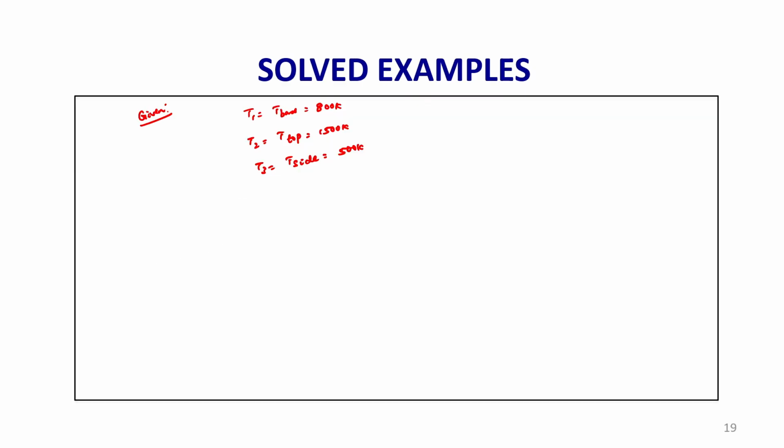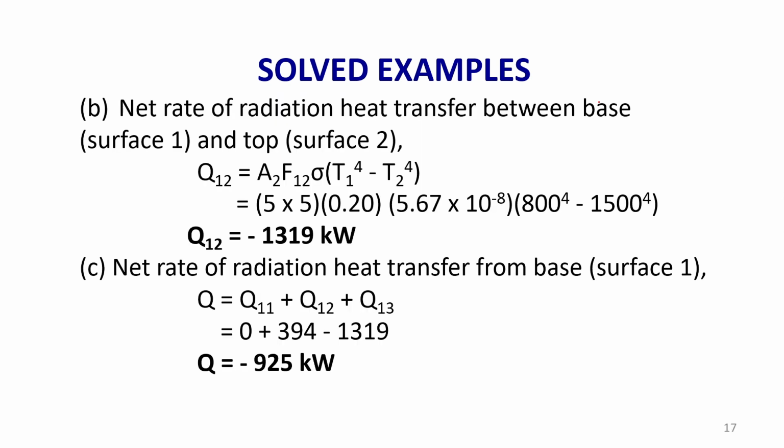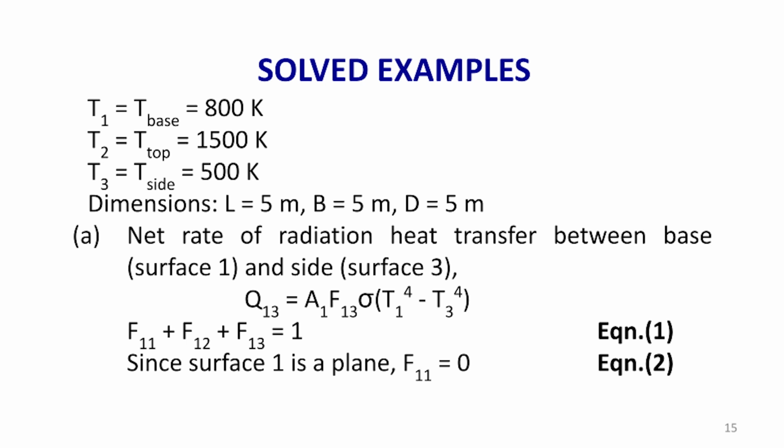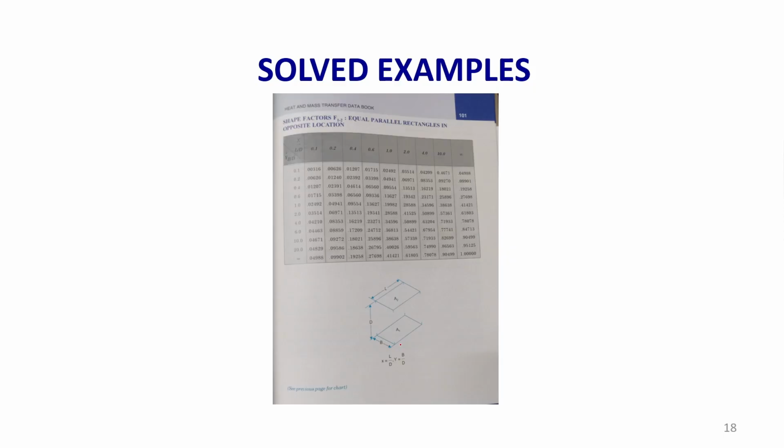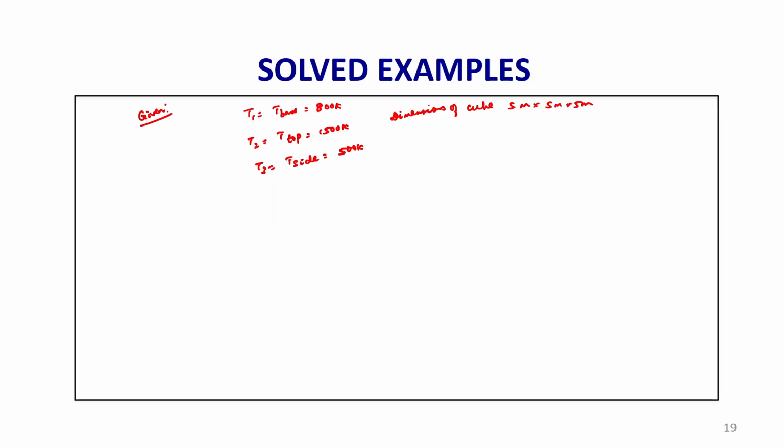It is a dimension of cube, 5 meter into 5 meter into 5 meter. So, length, width, and for height we use the term d. I will tell you why the symbol d is used, because we are using the data book to solve this problem, so whatever symbols are used there. This is the length, this is the breadth dimension. Height, that is the distance from the base to the top, is mentioned as d. It is not diameter, it is the vertical height between the base and the top surface.